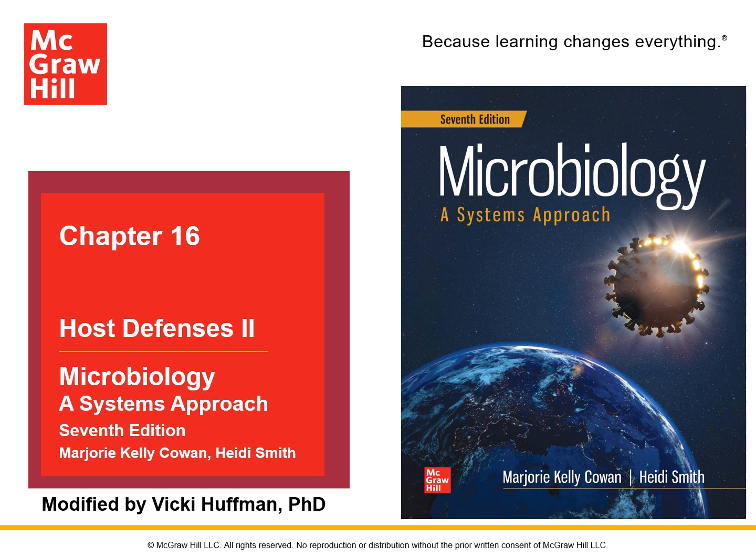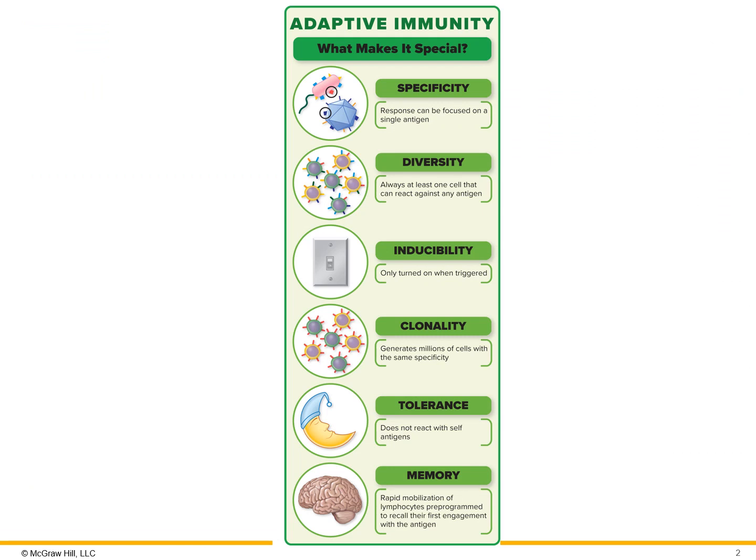All right, here in chapter 16, looking at the second part of host defenses. Chapter 15 talked about all the non-specific ways that we defend against bacteria or viruses, like our skin, complement system, those types of things. Chapter 16 is looking at how we can specifically target a particular bacteria or a particular virus. So just looking at what we refer to as adaptive immunity, meaning it can adapt, how it's different than chapter 15. So first of all, it is very specific.